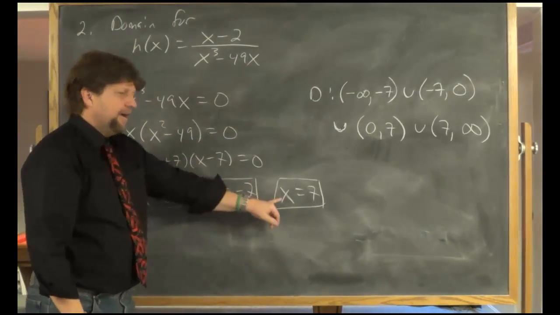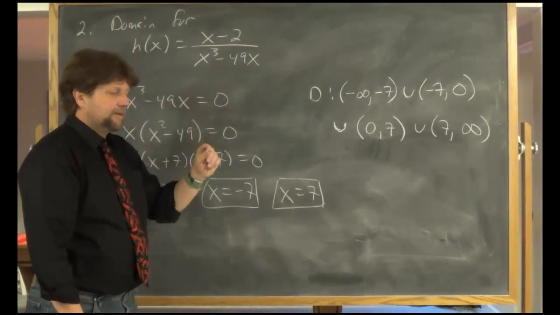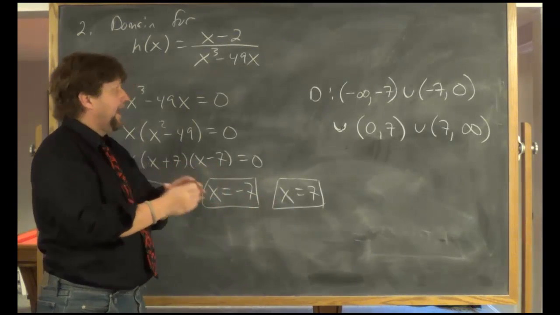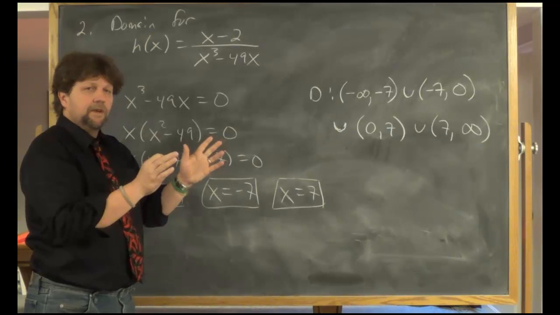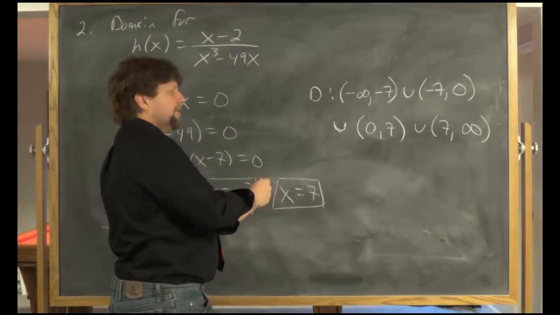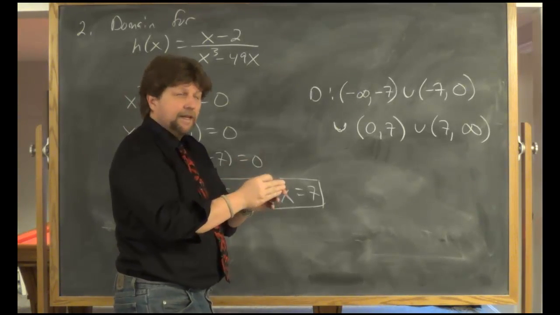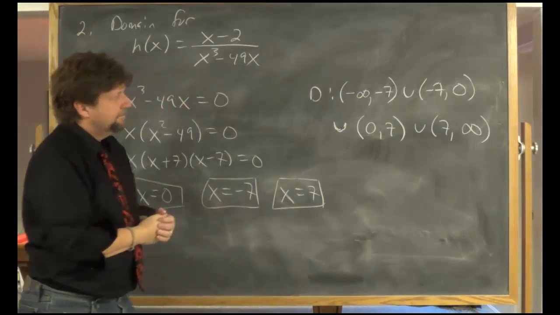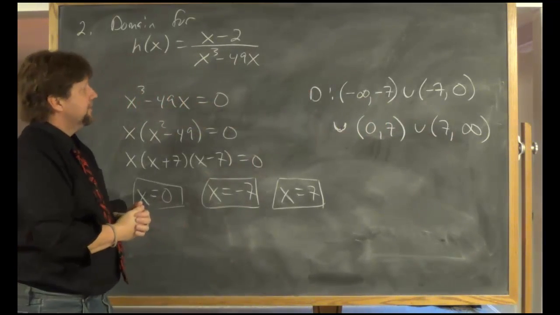So these three values of x would make the denominator 0. These three values of x are not allowed to be in the domain. Can't put them in for x. 0 would be in the denominator. That's bad. And these three values of x allow us to write the domain in interval notation as that. That's the domain in interval notation.